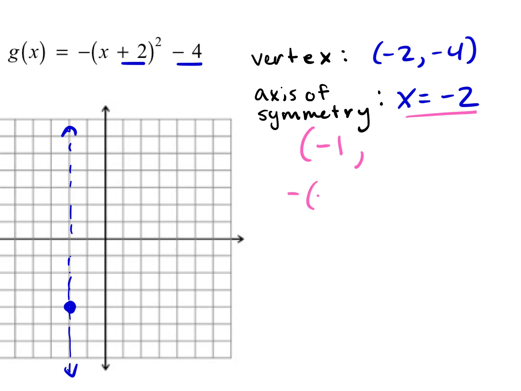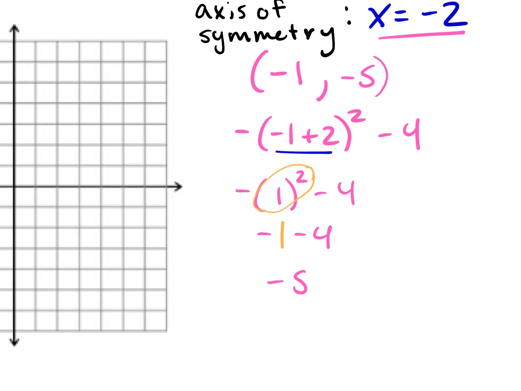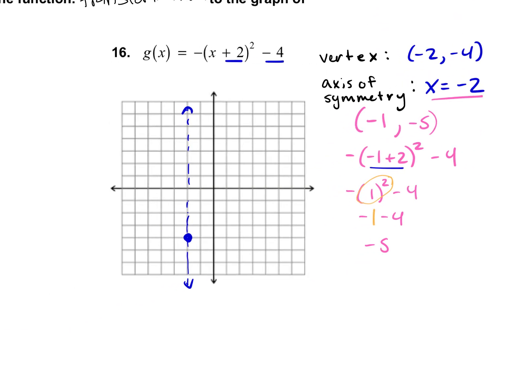So we have -(-1 plus 2) squared minus 4. What do we have to do first? The parentheses. So we have negative. What's -1 plus 2? 1 squared minus 4. Again, we have to do the exponent next. What is 1 to the second power? 1, but we still have that negative outside. So what's -1 minus 4? -5. So we plugged in -1 and got -5 as our other point.